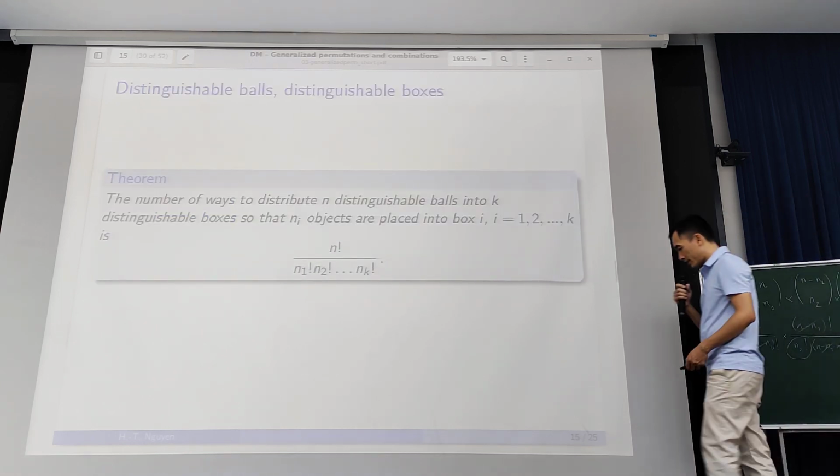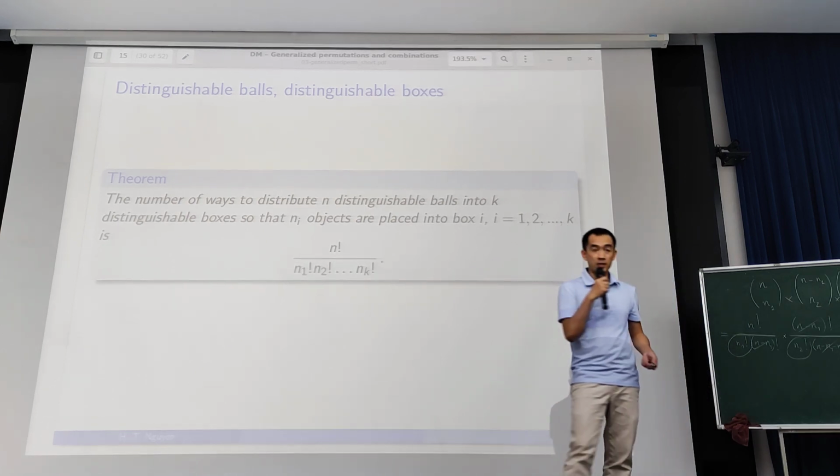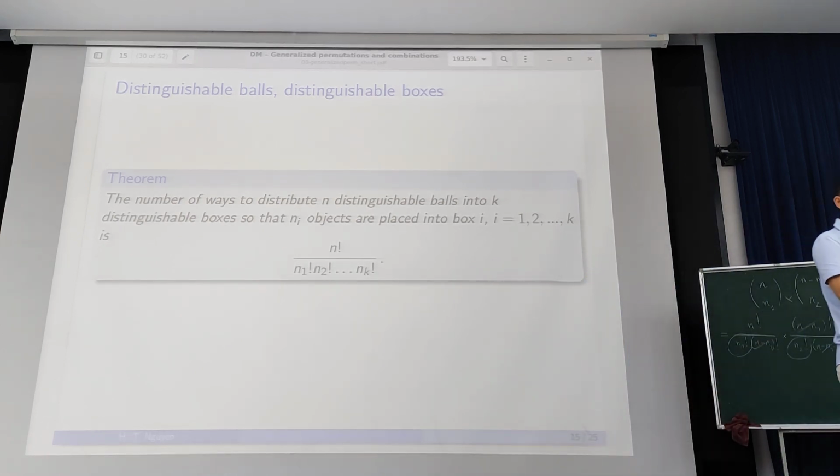Okay, so in fact, some of these cases are repetitions of what we have already seen in the first part. You see that when the balls are different, here we use the term distinguishable, and the boxes are distinguishable, it is as if we count the number of ways to put n distinguishable balls into k distinguishable boxes. Here I cheat a little.